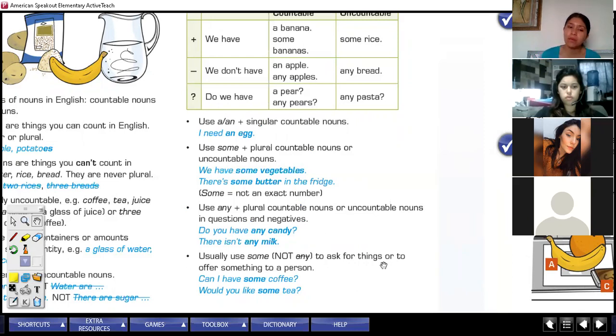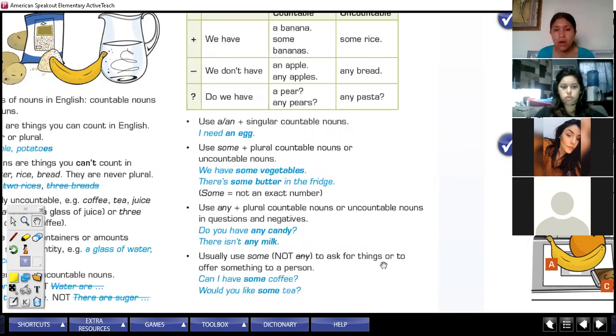Y acá en la pregunta con el some, estás pidiendo algo que tú probablemente ya sabes que hay. For example, can I have some coffee? You are with your mother, so you ask your mother, Mom, can I have some coffee? Es como, ¿puedo agarrarte café? O para ofrecer algo, would you like some tea? ¿Quieres té? Esto es muy común ofrecer, o sea, utilizarlo cuando ofreces algo.